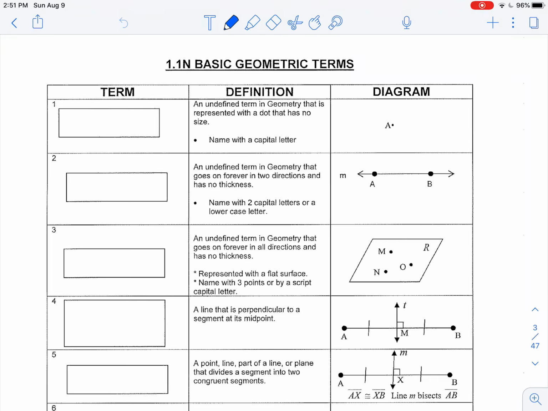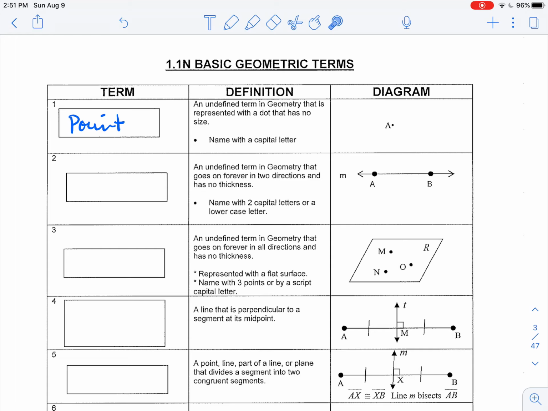Hi, welcome to geometry. Today we're going to start with some basic geometric terms. The first term is point. A point is an undefined term in geometry. It is represented with a dot and has no size. It's named with a capital letter, like this guy, point A.